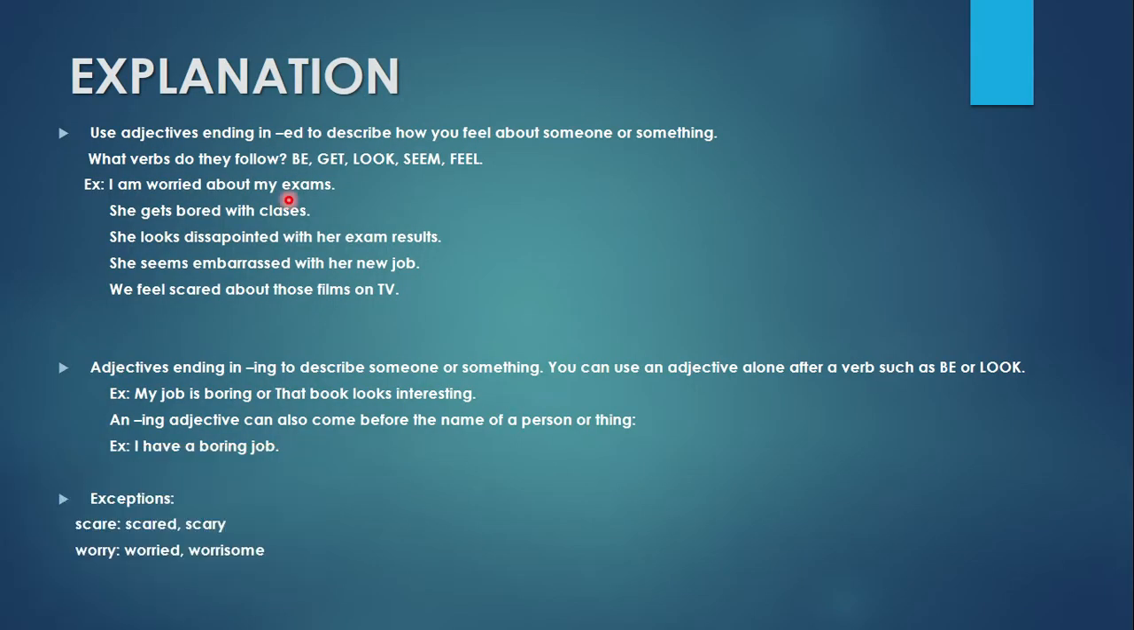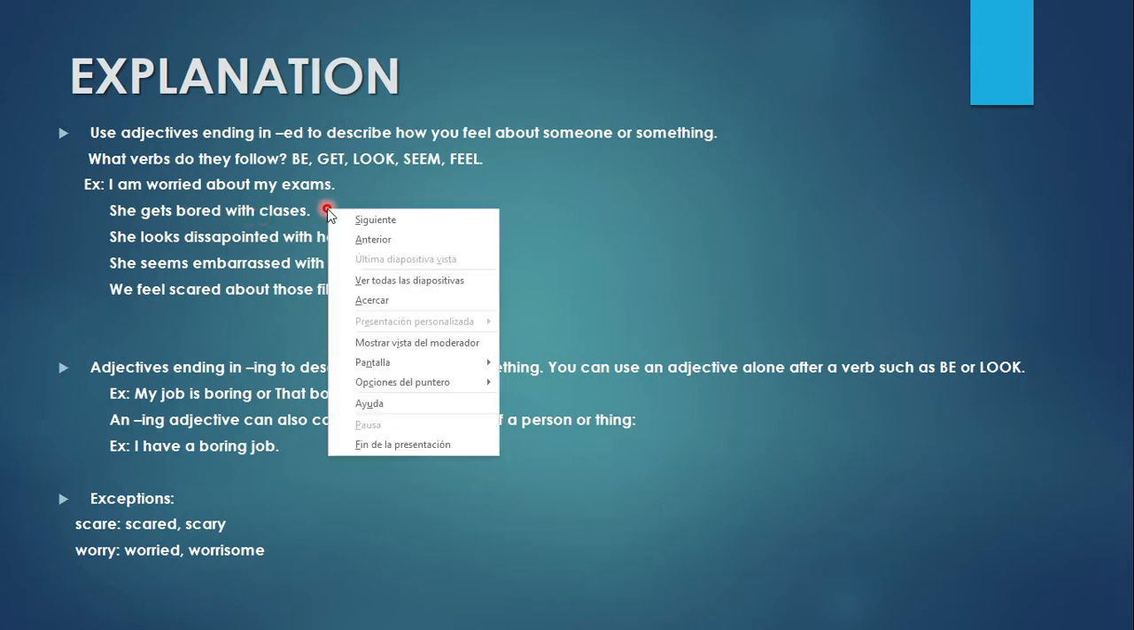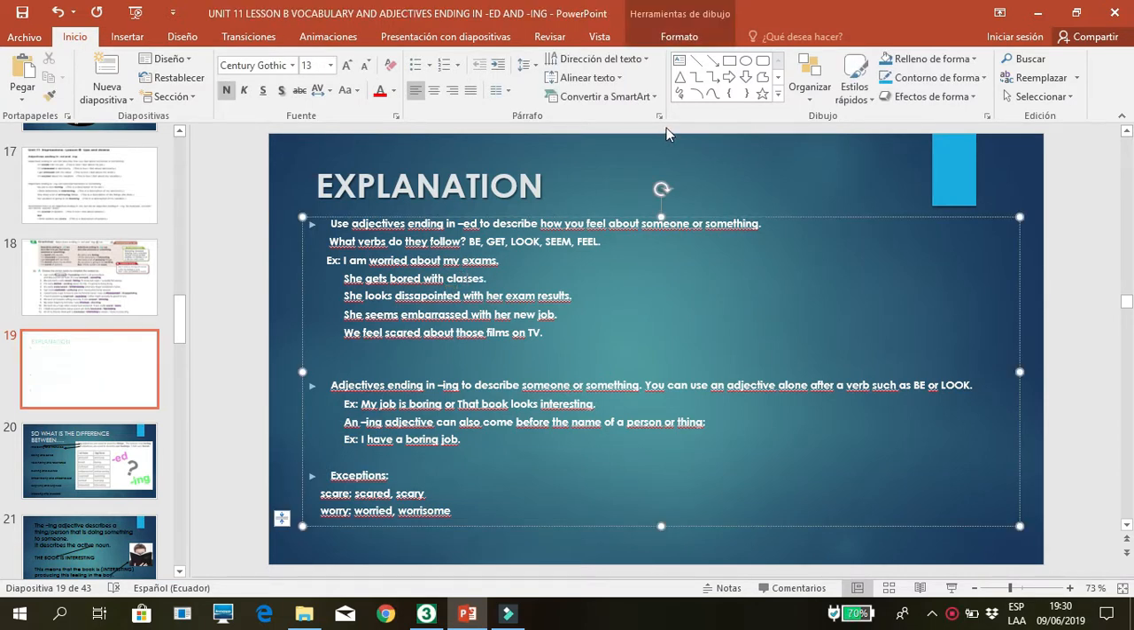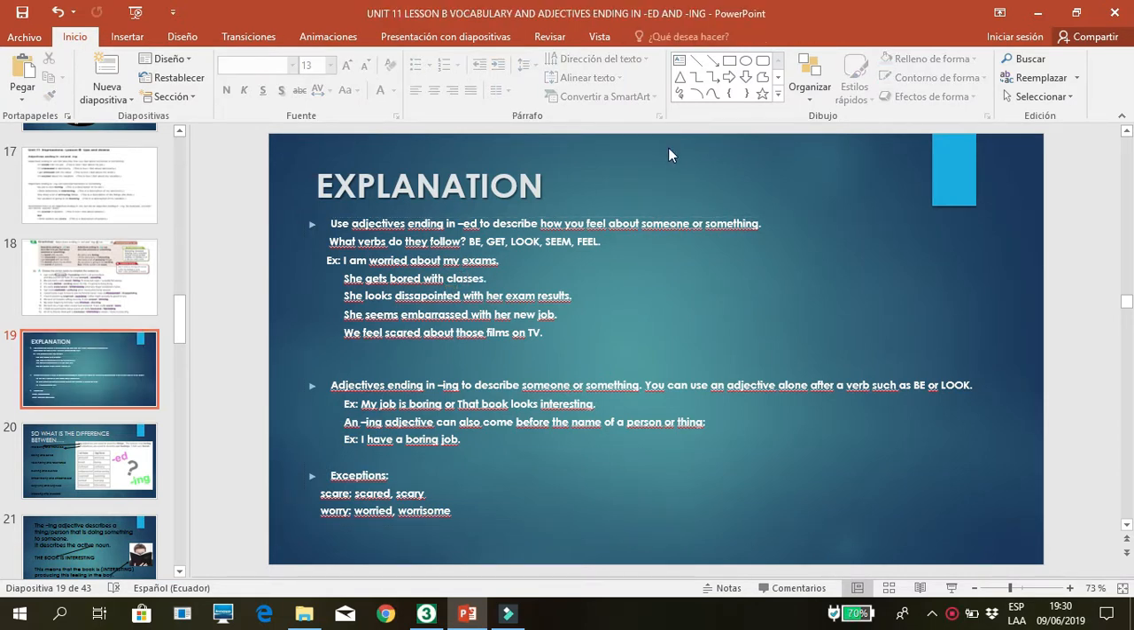Alright, so use adjectives that end in ed to describe how you feel about someone or something. So what verbs do they follow? The verb be, get, look, seem, and feel. For example, I am worried about my exams. The verb to be. She gets bored with classes. Okay, gets. Okay, gets bored with classes. Ya, ella se pone o se vuelve aburrida, o se aburre con las clases, okay? Basically, that's what it means.